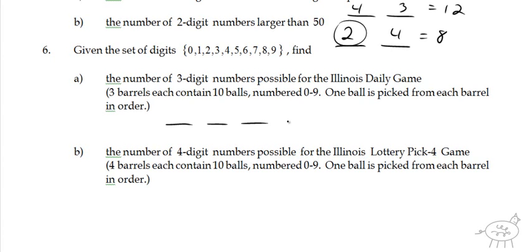Because think about it, it's 3 different barrels. So if I pick a 1 out of the first barrel, I can pick a 1 out of the second one, and I can pick a 1 out of the third one. So that means it's 10, 10, and 10. If I multiply those together, I get 1,000.